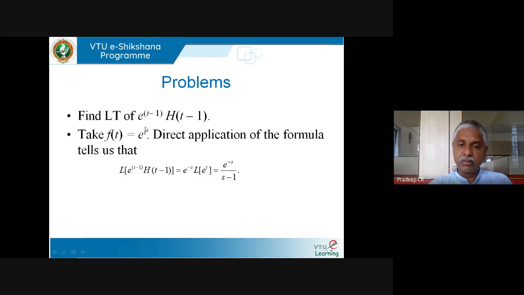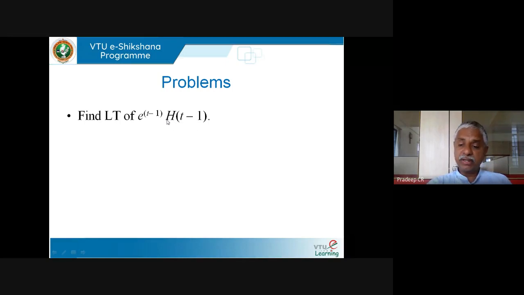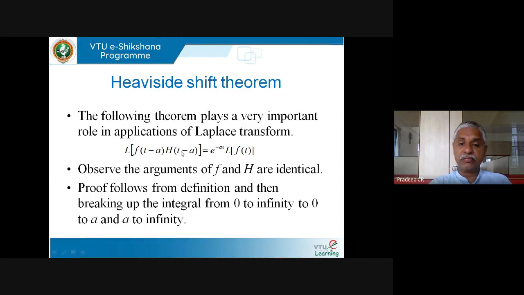You take f(t) equal to e power t. If you take f(t) equal to e power t, this is nothing but f of t minus 1. Do you see that? If f(t) is e power t, what is f of t minus 1? e power t minus 1. So this is f(t minus 1) into h(t minus 1), and I want the Laplace of f(t minus 1) h(t minus 1). Let us see the formula. The Laplace of f(t minus 1) h(t minus 1) is e to the power of minus a s, where a is 1 here, so e power minus s, into the Laplace of f(t).